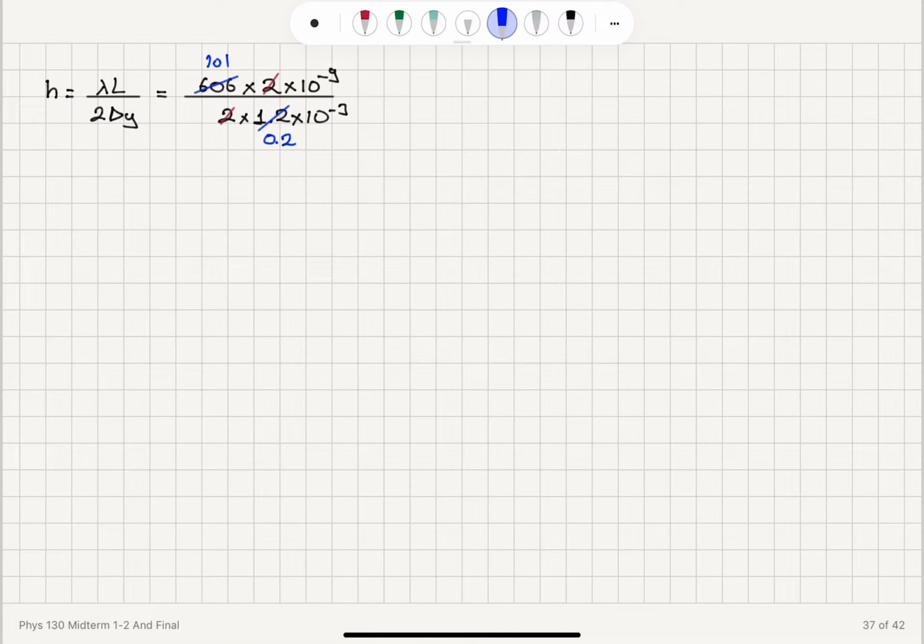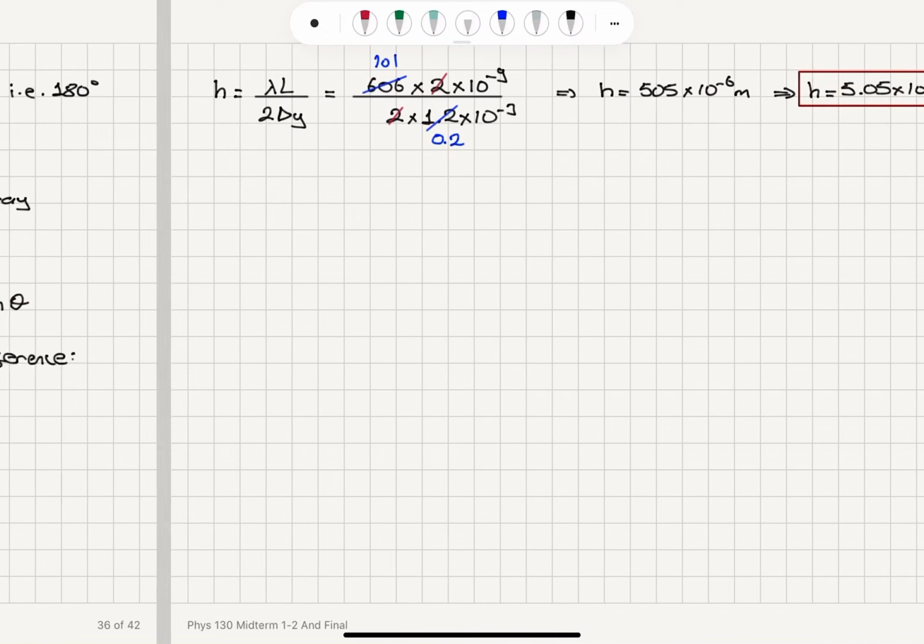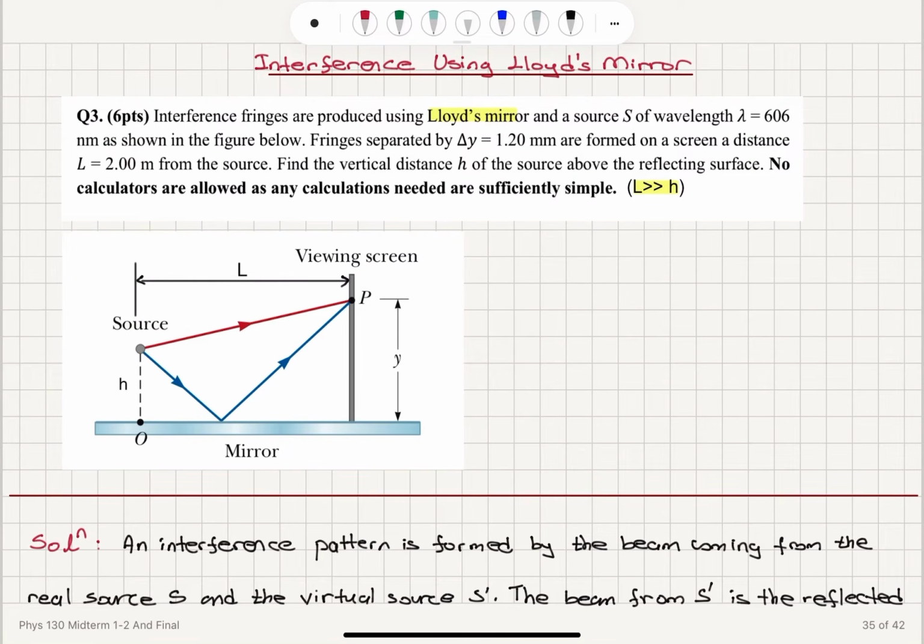And as a result, I find h is equal to 1 over 0.2, which is 5, so 505 times 10 to the minus 6 meters. And we can write this as h is equal to 5.05 times 10 to the minus 4 meters. I keep 3 significant figures here because all the numbers are given with 3 significant figures.